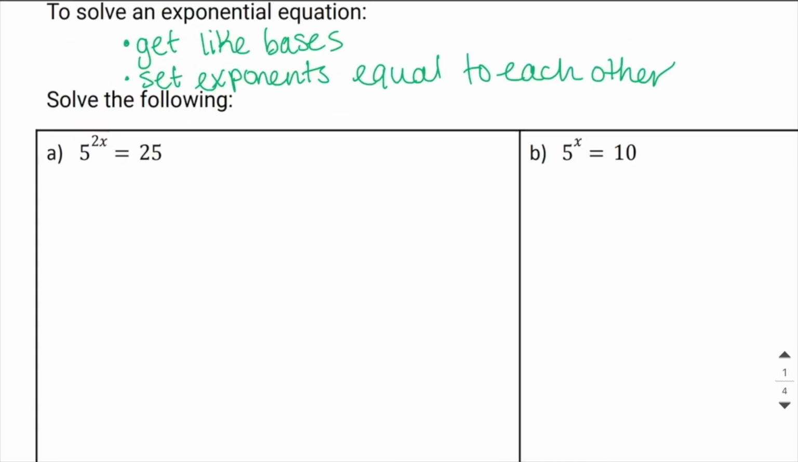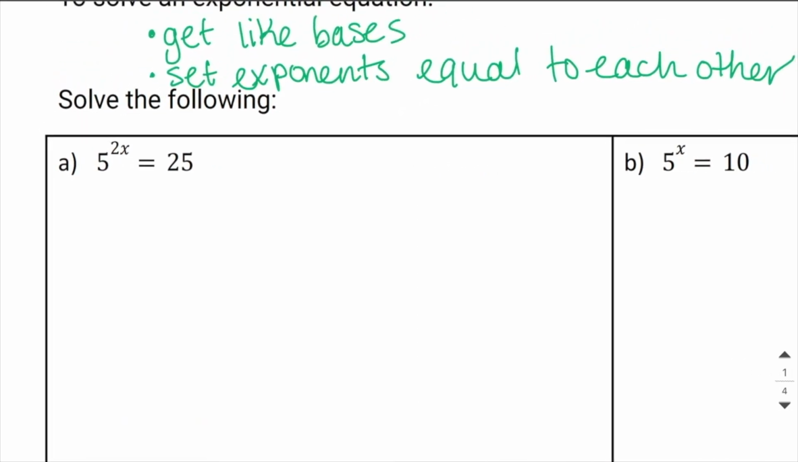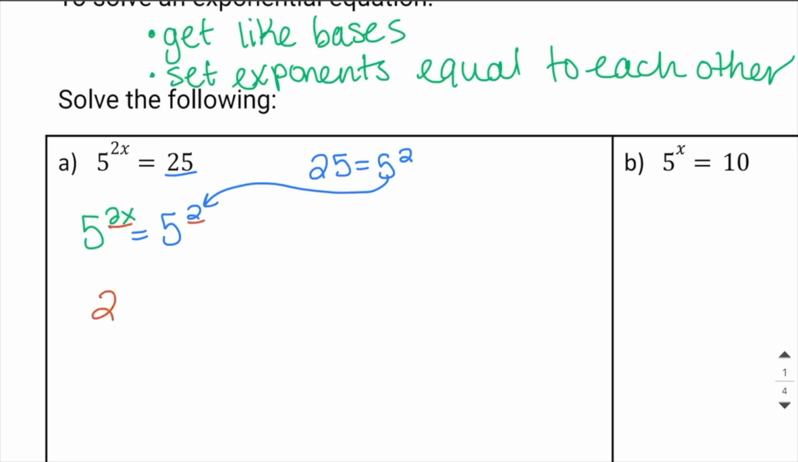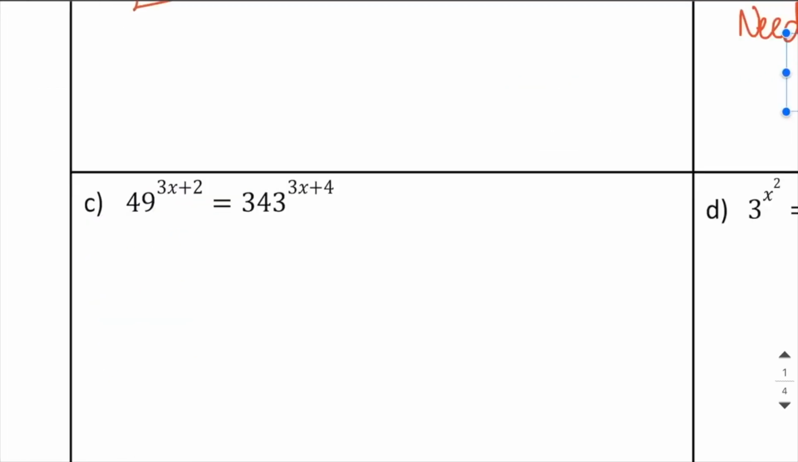So for example, right here, if I have 5 to the power of 2x equals 25, well, we know that 25 is equal to 5 to the power of 2. So here we can say this is 5 to the power of 2x equals 5 to the power of 2. And now, because our bases are the same, we can set our exponents equal to each other and say 2x equals 2, so x equals 1. And I've solved for x here.